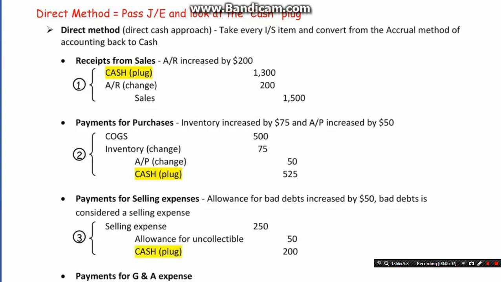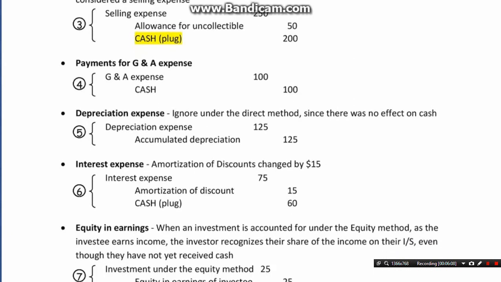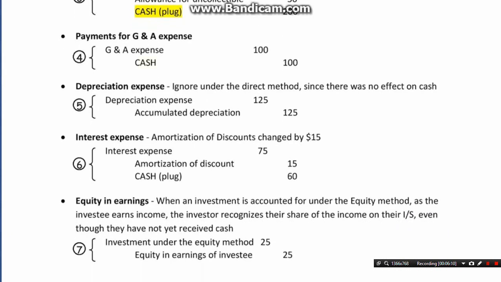The fourth journal entry, G&A expense, we could not find any balance sheet related account here. So G&A expense debit 100 and credit highlight cash. So all the cash that went out was 100. Fifth journal entry, you got depreciation expense. Now that does not impact your cash account. Your journal entry is depreciation expense debit and the credit is accumulated depreciation.